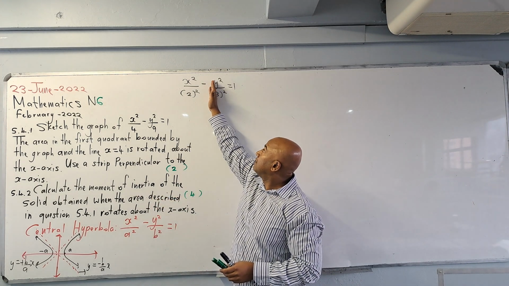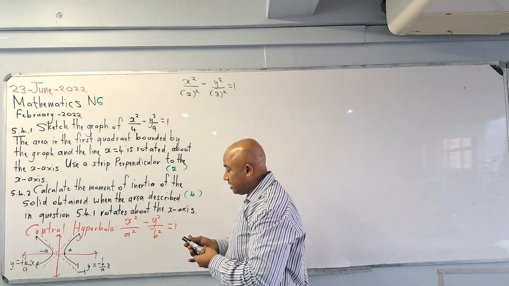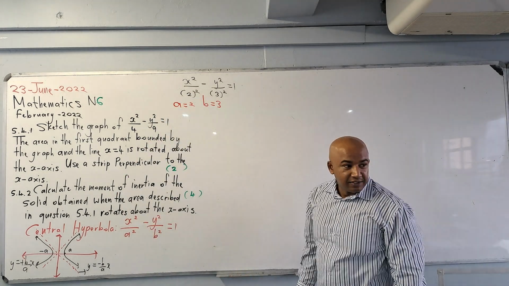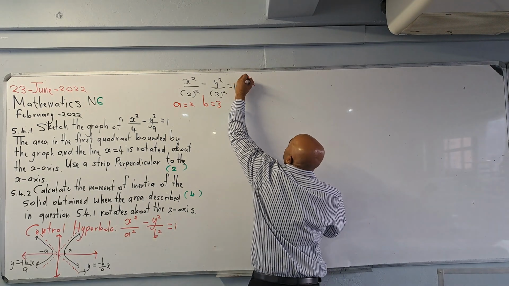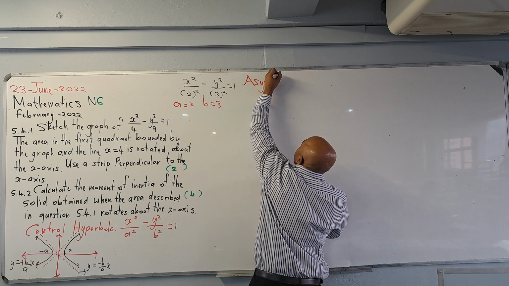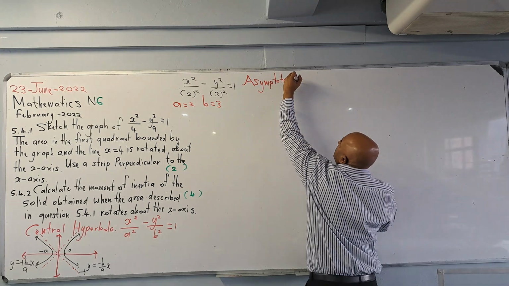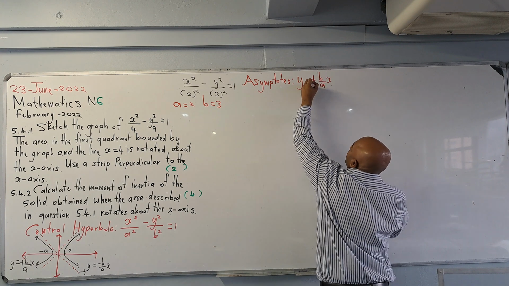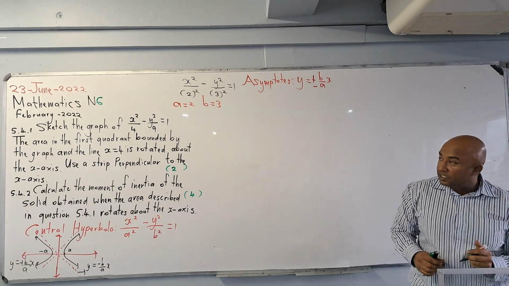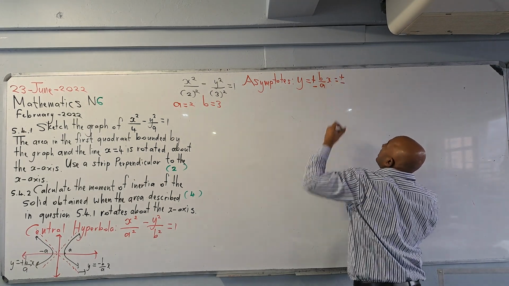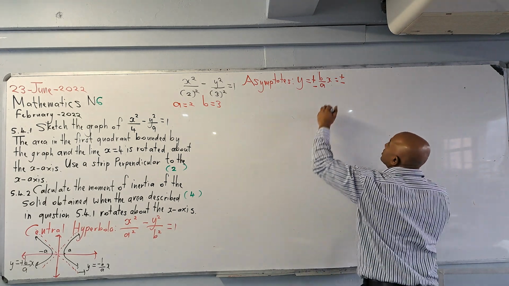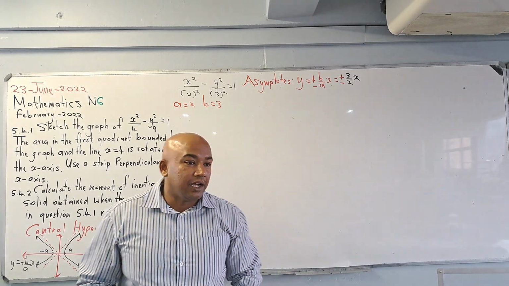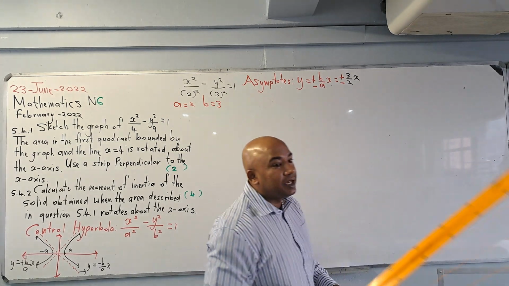Okay, so here you can clearly see your a and b. Let's just write that down. So my a is 2, b is 3. Right, so now the asymptotes. We have y is equal to plus or minus b over a x, one on the positive and one on the negative side. So this is equal to plus or minus, your b is 3 and your a is 2, so that's 3 over 2 x. Right, now those are the asymptotes. That will be a guideline for us.